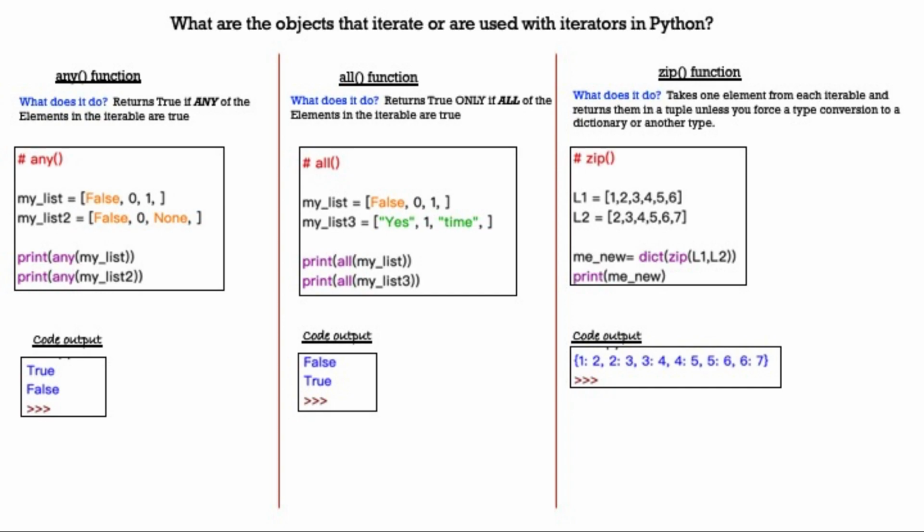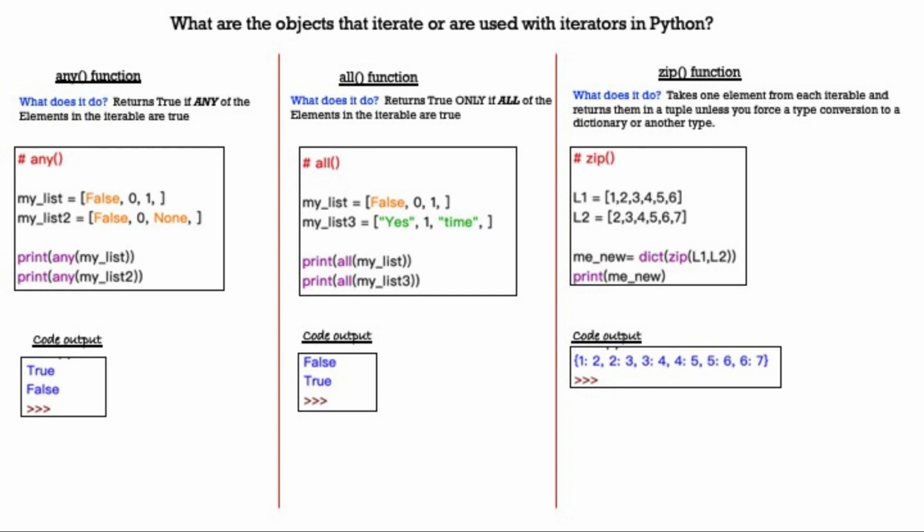And here we'll look at the any, all, and zip functions. Let's start with any on the left-hand side. This returns true if any of the elements in the iterable are true. So we have 2 lists: my_list = [False, 0, 1] and my_list2 = [False, 0, None]. Now remember, False, 0, and None all evaluate to false in Python. 1 will return true. So when we look at print(any(my_list)), the first one, it's true because 1 does evaluate to true. When we look at my_list2, [False, 0, None], it's false because none of those evaluate to true in Python.